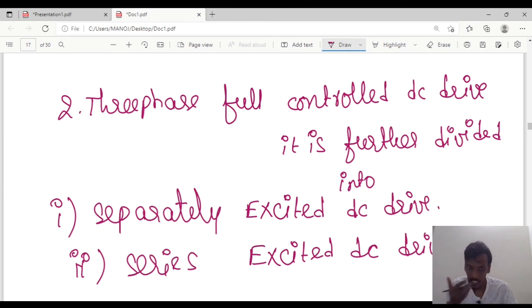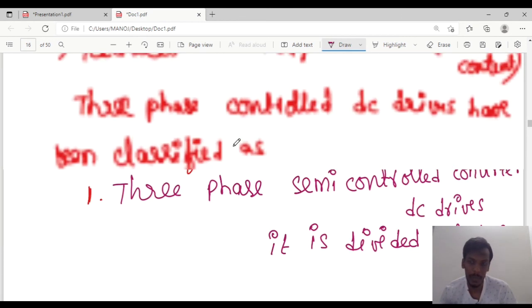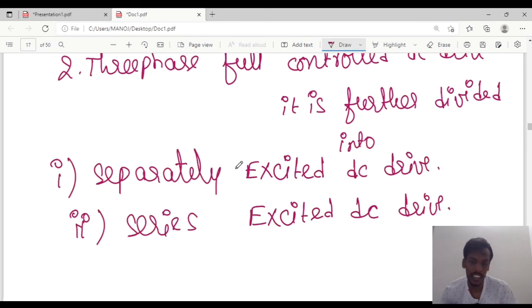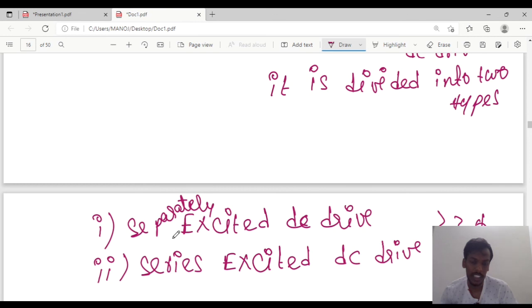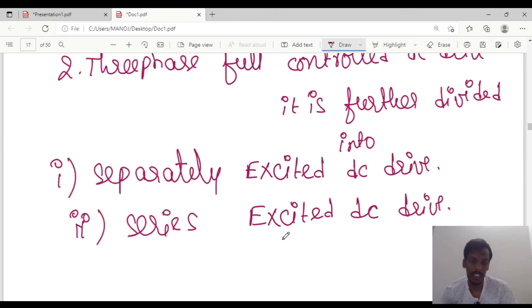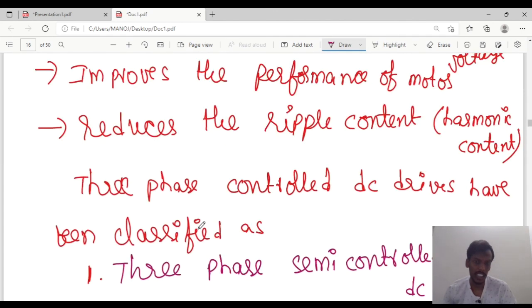So these are the four categories which we have to discuss: the three-phase semi-controlled converter as well as the three-phase fully controlled converter. The three-phase semi-controlled converter is again classified into separately excited DC drive as well as series excited DC drive, and the three-phase full converter is also classified into two types: separately excited DC drive as well as series excited DC drive. These four waveforms we have to discuss in the three-phase converter.